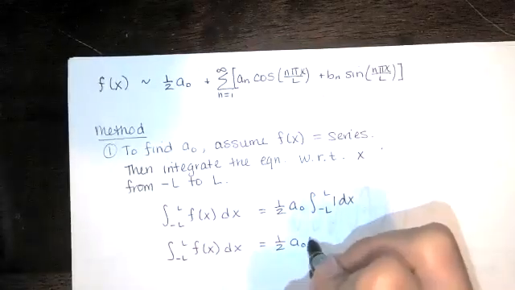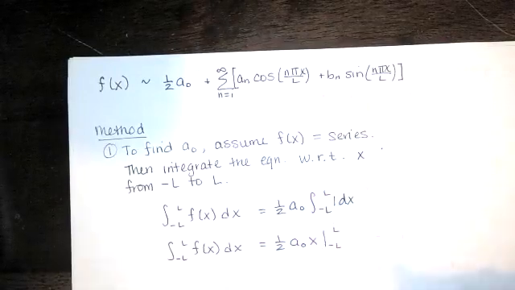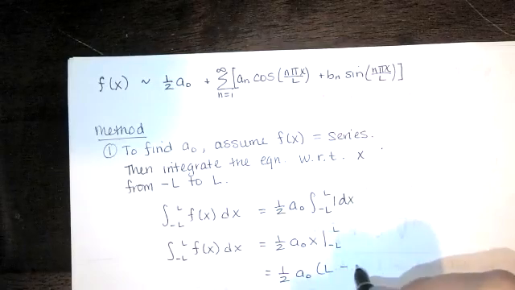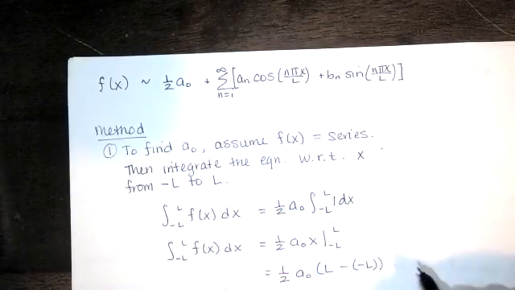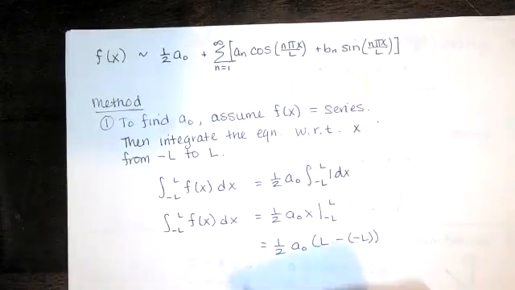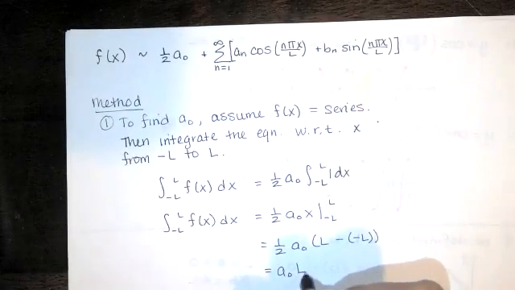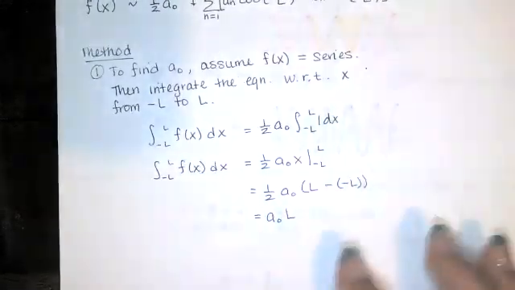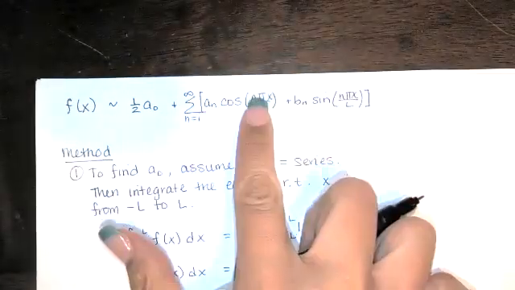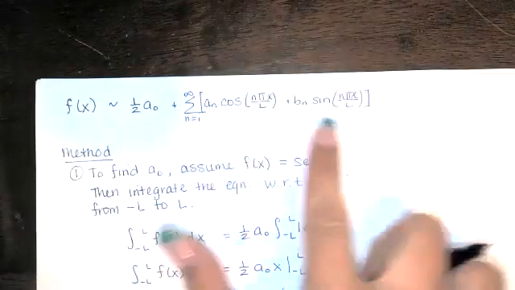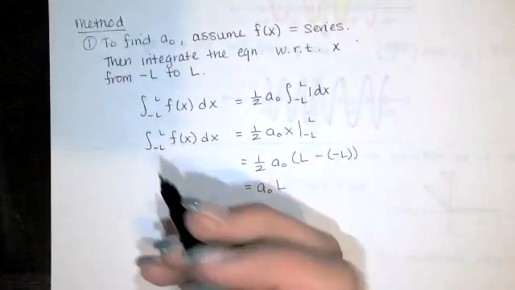The antiderivative of 1 is, of course, x. We evaluate from negative L to L. So we substitute in the upper limit and the lower limit, and we subtract. So that's going to be 2L times 1/2. So we'll get a naught times L. And of course, everything else is gone because we've integrated this on the interval from negative L to L, and that as well. So we get 0.